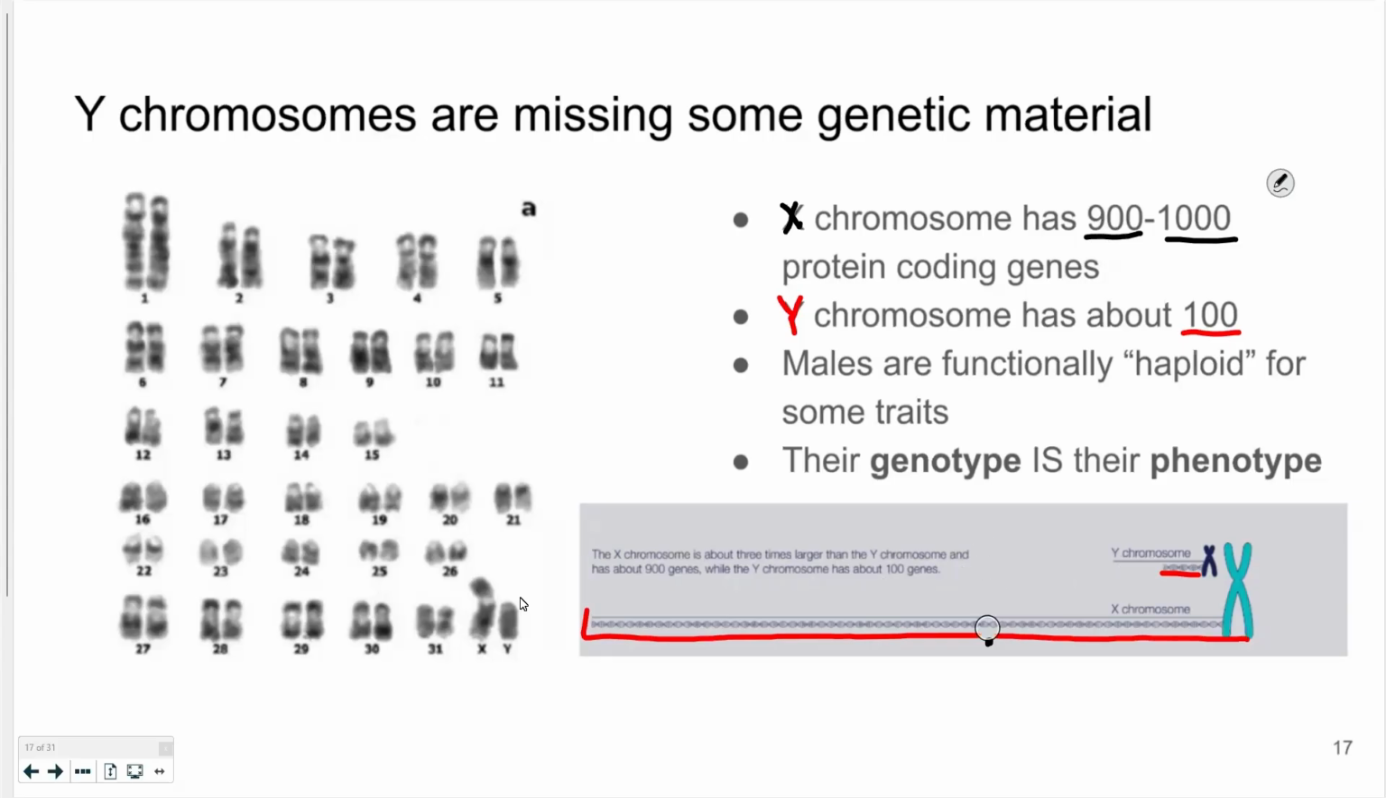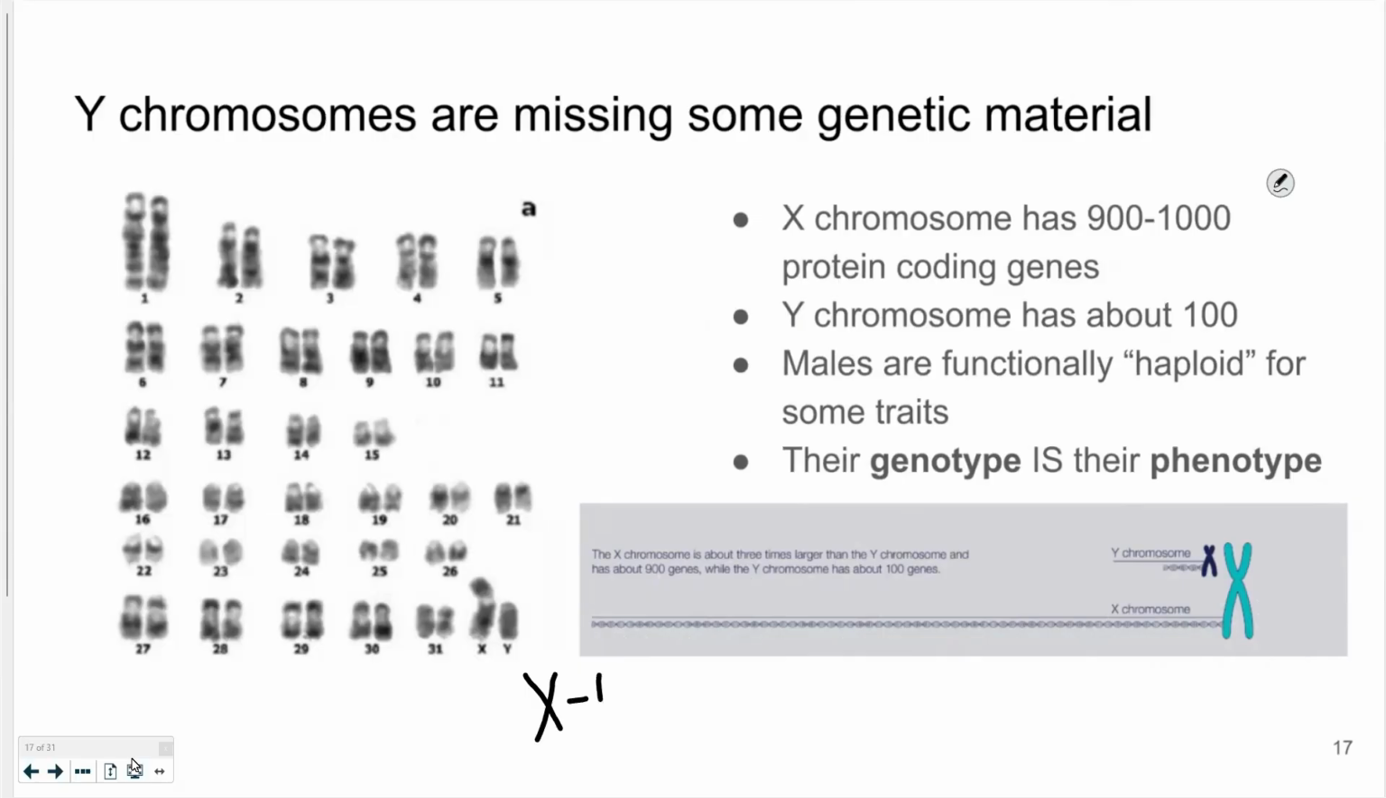So if there's a recessive trait, let's call this little r, there's no possibility to have a big R on the Y chromosome because that part of the chromosome doesn't exist. So in this case, their genotype, which is just little r, is also going to be their phenotype. They're going to express the recessive trait.